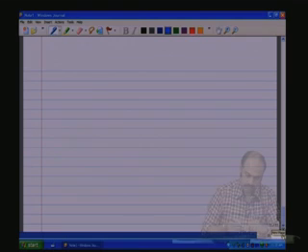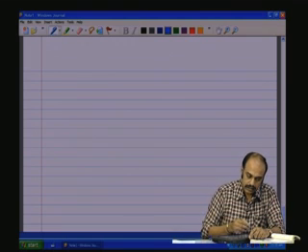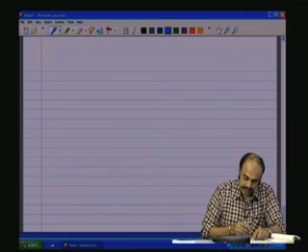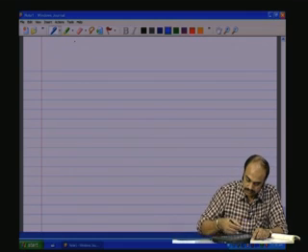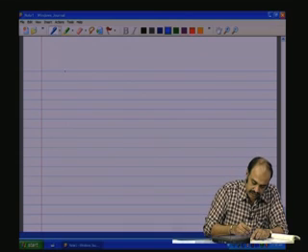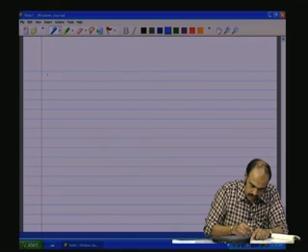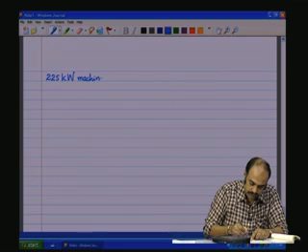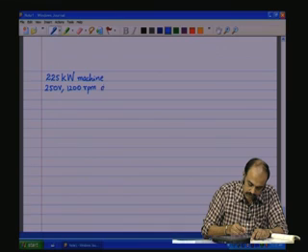Now, let us now take an example to get an idea about the discussion till now about the mechanical power and the torque. A machine has the following details. So, let me write down the details. It is a 225 kilowatt machine, 250 volts, 1200 RPM, DC motor.